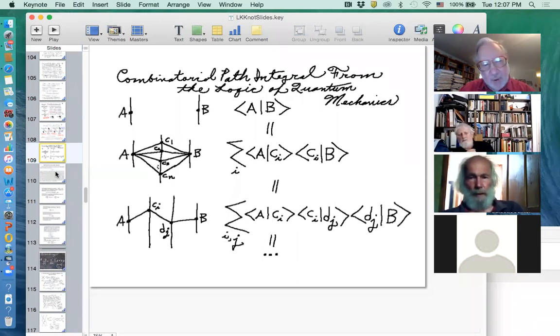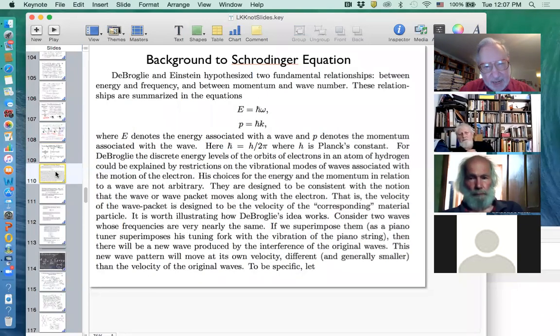Now, I wanted to say a couple more words about quantum mechanics. I wanted to remind you or show you where Schrodinger's equation comes from.